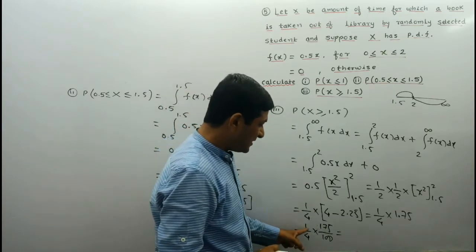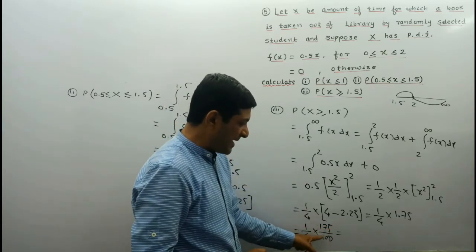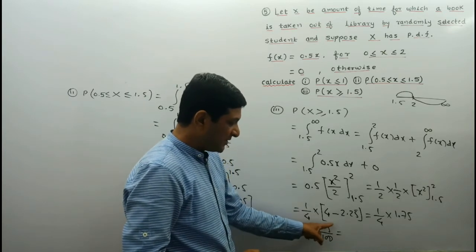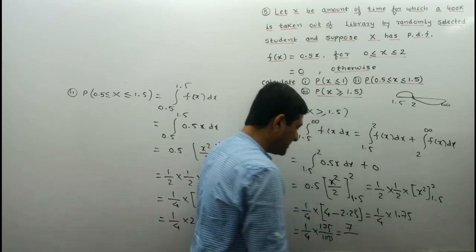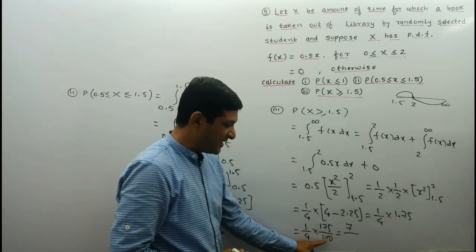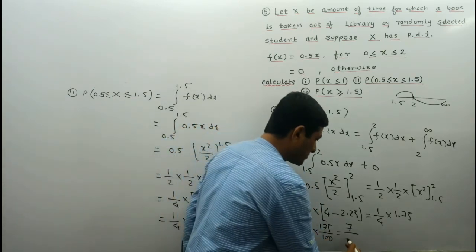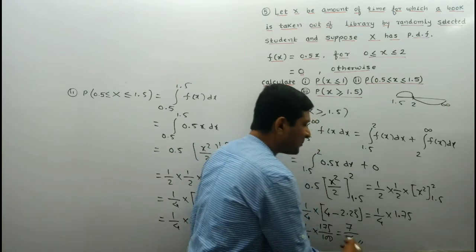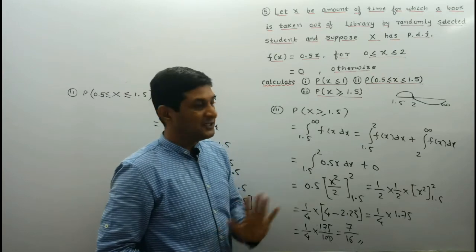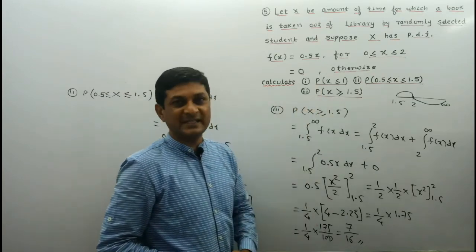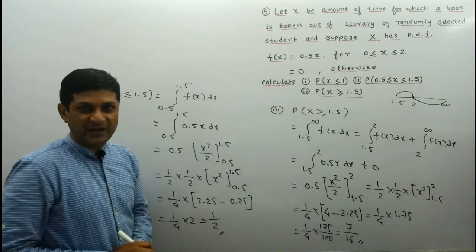So here both the numbers are divisible by what? 25. Sevens are, and 7 into 1 will be equal to 7, and here if I am dividing by 25 we will get 4 into 4 will be equal to what? 16. So 7 upon 16 will be the last required value. In this way we have solved all the three examples from question number 5.